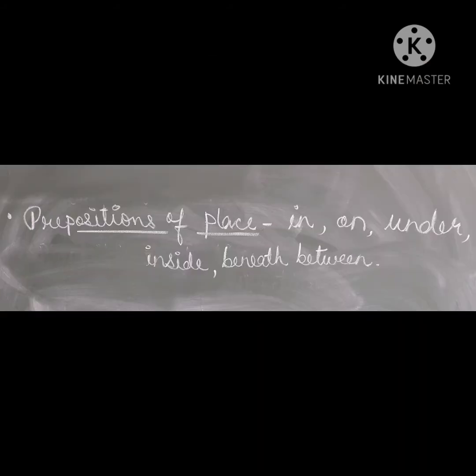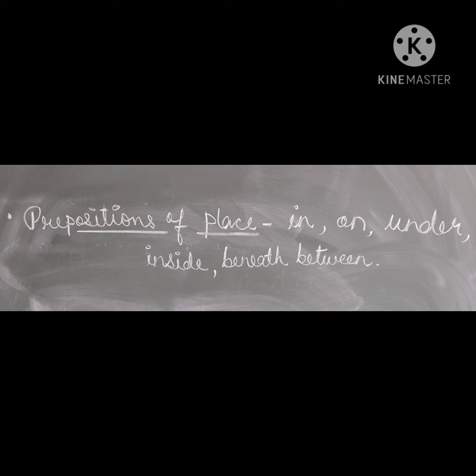Prepositions which tell us about the position of a noun are called the prepositions of place, like in, on, under, inside, beneath, and between. These all tell us about the position of any object.